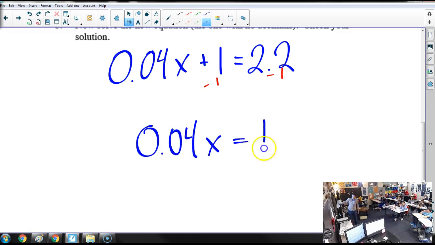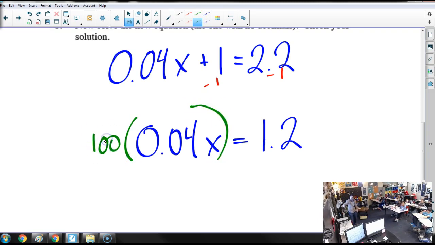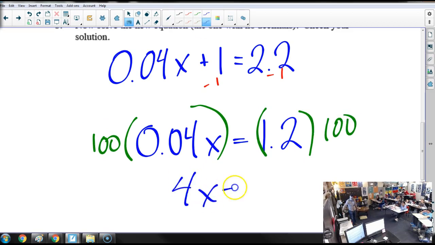0.04x equals 1.2, right? Because we subtracted 1 from both sides. Now, he said, I realized the furthest out decimal place is hundredths. So he said, can we multiply by 100? Now, Alex was thinking multiply by 25 because that will get us to 1. But if we multiply by 100, this is 4x equals 120 and gets us right where we just were the other way.